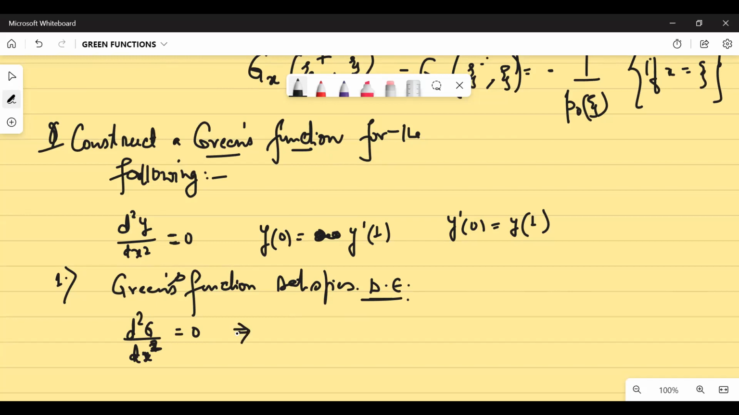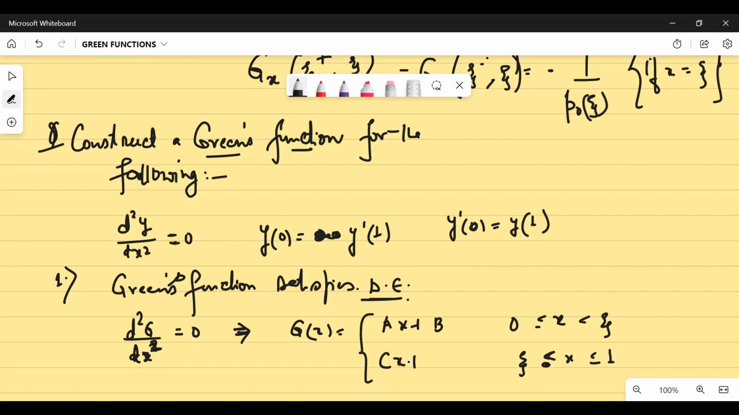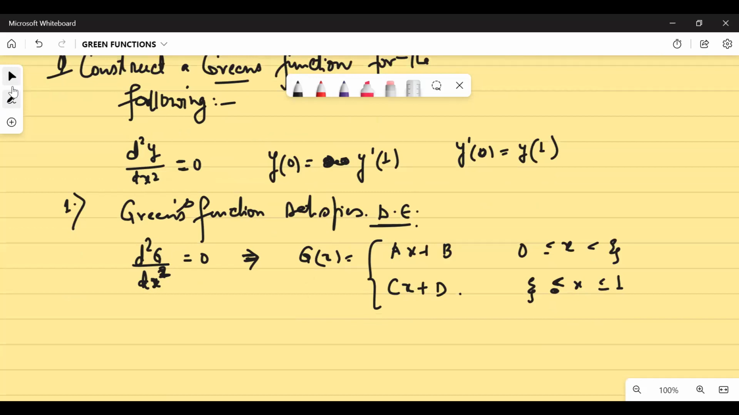Is that clear? And if it is 0, it implies what? It implies your g x can be a linear function. So I'll write simply ax plus b for all x lying between 0 and zeta, and for all x lying from zeta to 1, here your b is 1 and a is 0. So if x lies between zeta and 1, then let's say it is cx plus d. Is that clear? The first thing was that Green's function satisfies this differential equation.